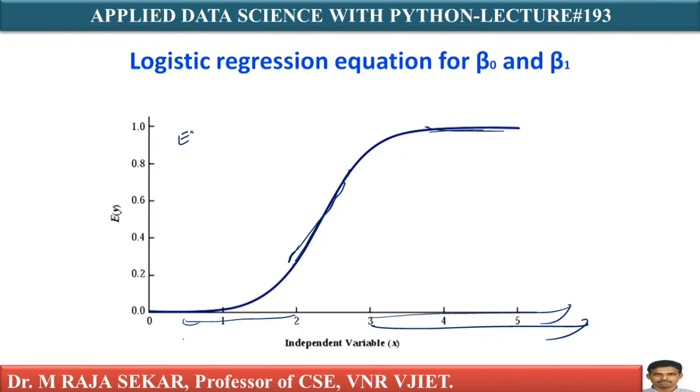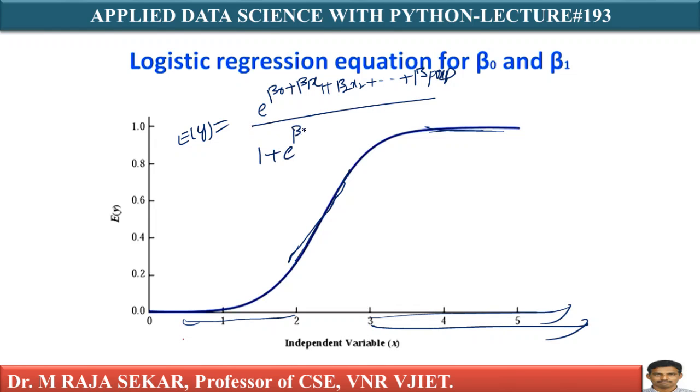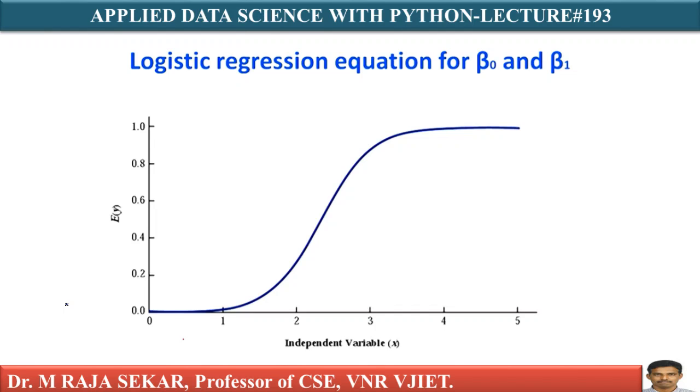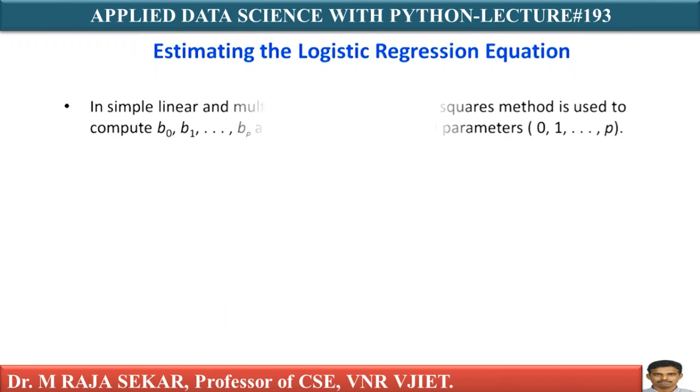Which one? Your E of y equals e power beta naught plus beta 1 x1 plus beta 2 x2 plus so on, beta p xp, divided by 1 plus e power beta naught plus beta 1 x1 plus beta 2 x2 and so on. This is the equation whose maximum value is 1 and minimum value is 0, isn't it? Yes, this is the shape of this particular curve, and you can analyze what's happening if x increases, and what's happening if x is decreasing, isn't it?